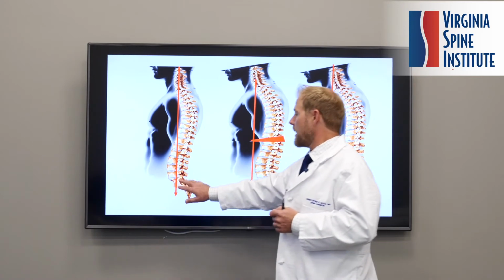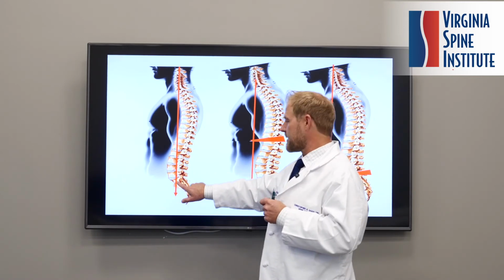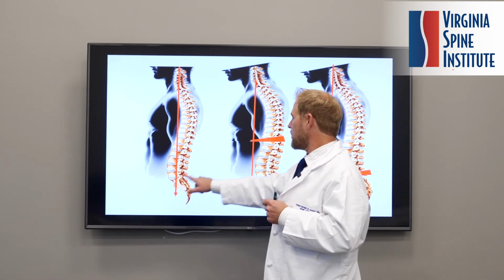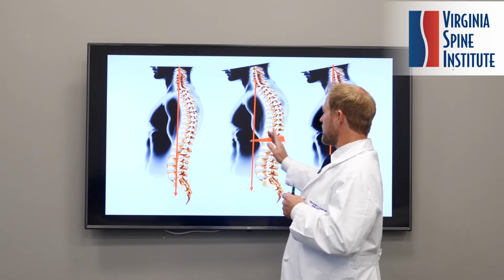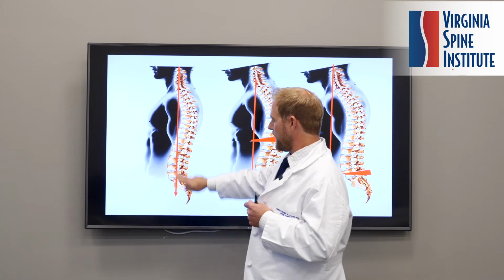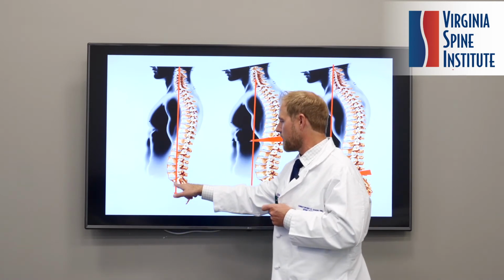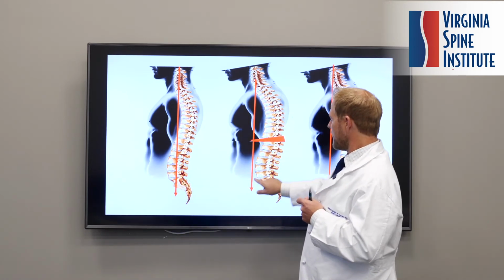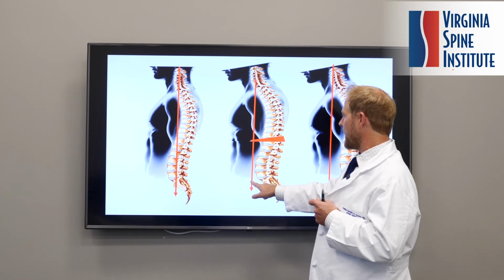So this picture is meant to show what happens if we have a slight malalignment. And if we just take a small 10-degree change in the spine, look how in this situation the patient's standing up perfectly straight and the red line's falling here. A small change in the middle of the back, we see now they're not standing up straight.